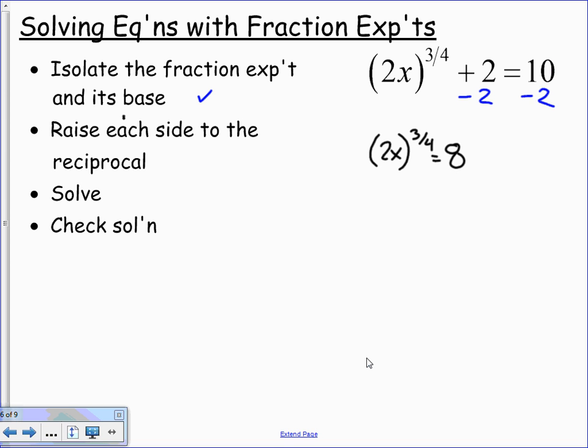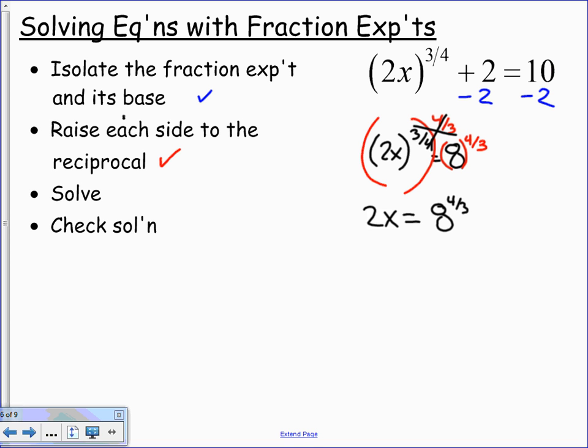And now I can raise each side to the reciprocal of the fraction exponent. So what's the reciprocal of 3/4? 4/3? And when you raise the 3/4 to the 4/3, you'd end up multiplying those exponents, and when you multiply reciprocals, they come out to be just 1. So on the left side, you just have 2x. These things will cancel out. And you have 2x equals 8 to the 4/3.